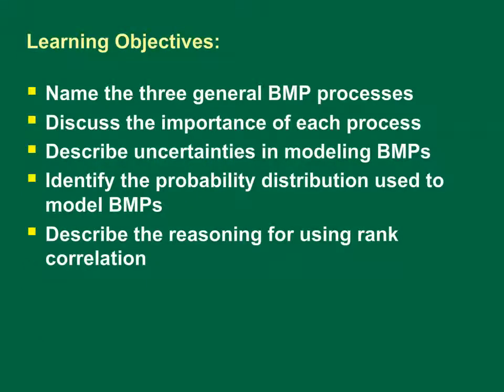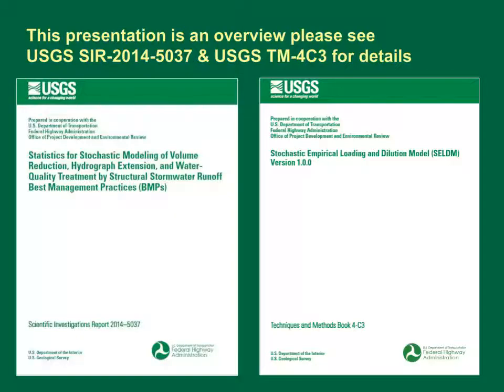This training module has 5 learning objectives. At the end of this module, you should be able to name the 3 general BMP processes, discuss the importance of each process, describe uncertainties in modeling BMPs, identify the probability distribution used to model BMPs, and describe the reasoning for using rank correlation. This presentation is a brief overview of the technical details for simulating stormwater best management practices.